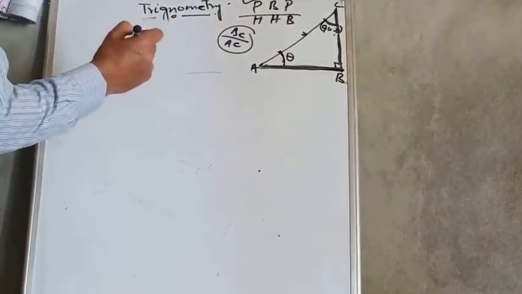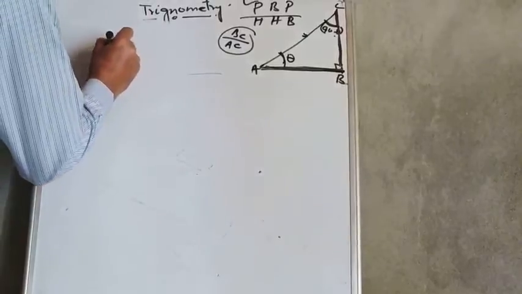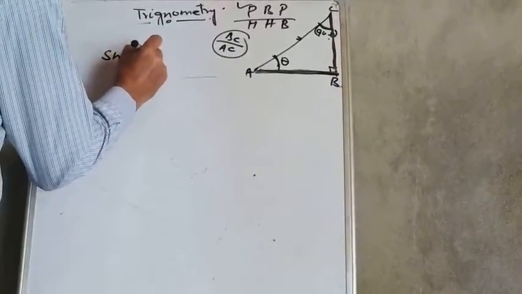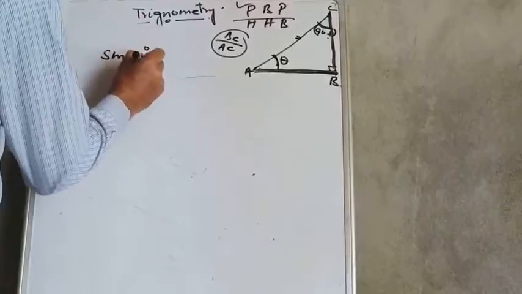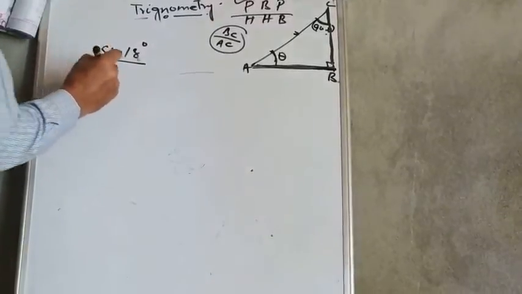Now questions of the exercise 8.3. Sin of 18 degrees divided by cos 72.